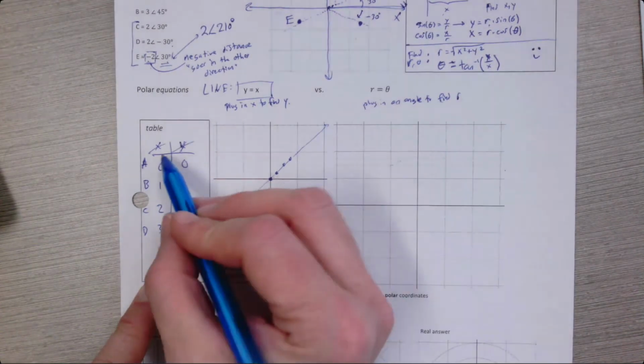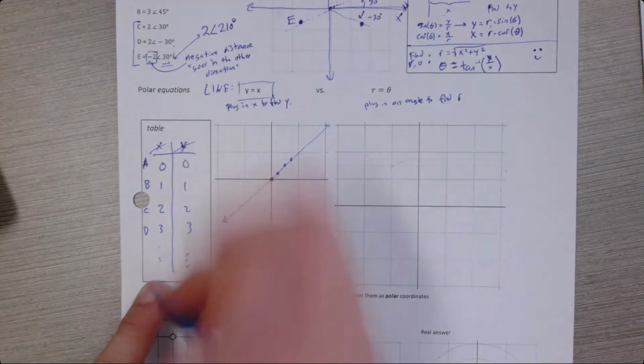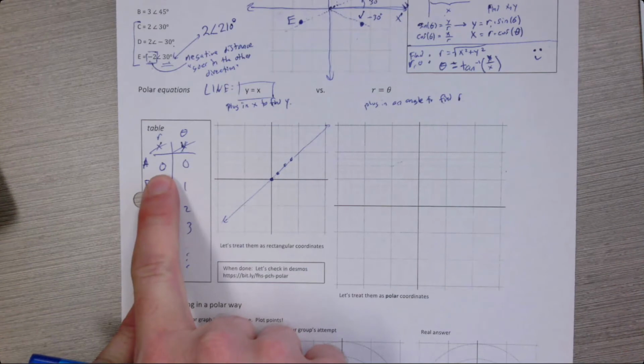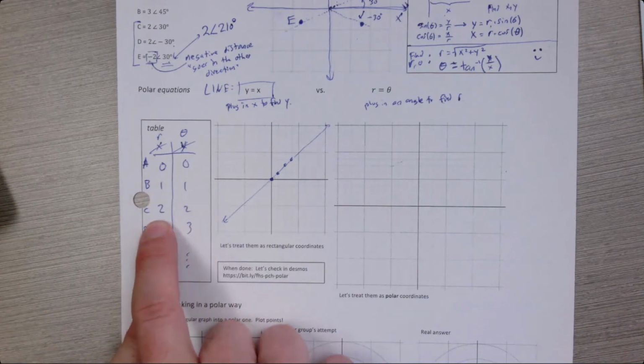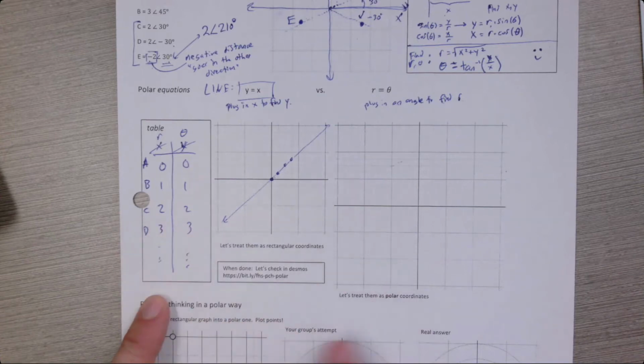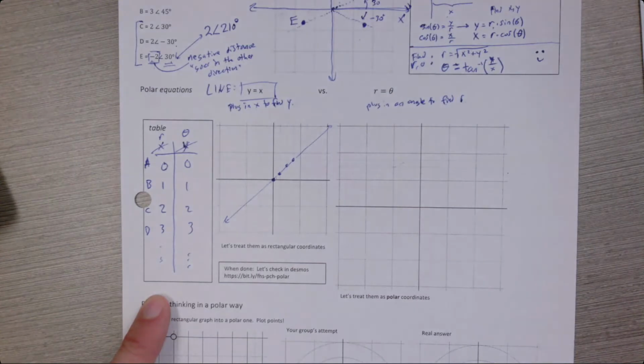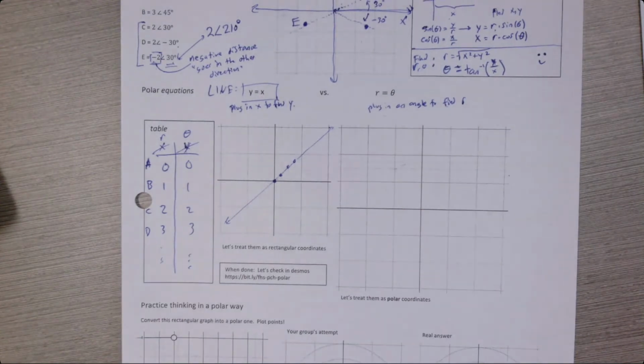Okay, video back. What if x, y are not our coordinates? What if this is r and this is theta? So at an angle of 0, we go distance 0. At an angle of 1, we go distance 1. At an angle of 2, we go distance 2. Why don't you think it out for a second? What would it look like if we plotted all those polar points and then tried to connect them? Go. All right, we're back.